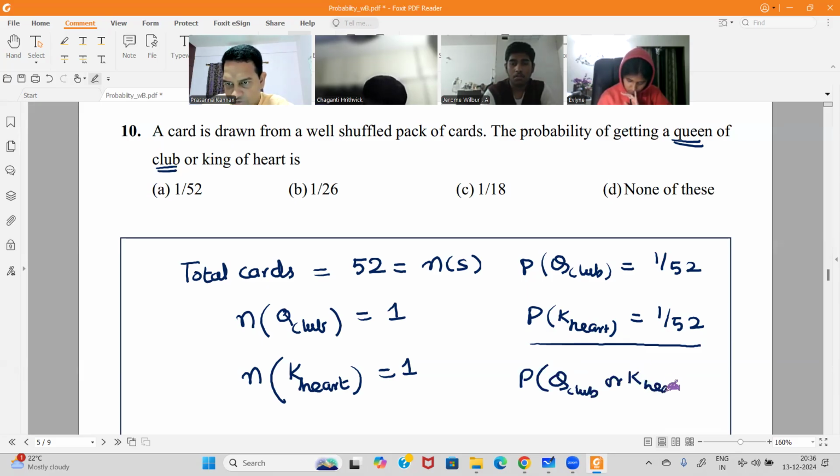Or means what you should do, Jerome? You have to add, sir. Exactly. And there is no intersection. A same card cannot be both queen and heart, queen and king, correct? Therefore, the intersection is 0. So you can directly add them. So what do you get, Jerome?